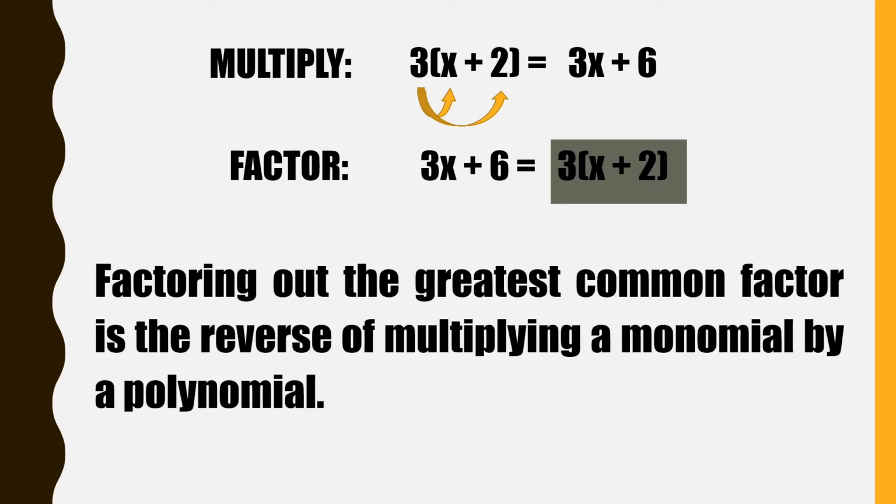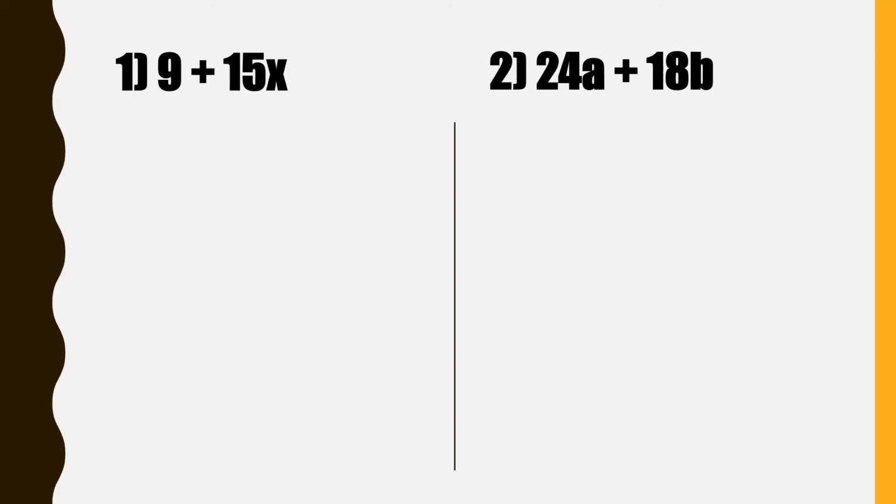Factoring out the greatest common factor is the reverse of multiplying a monomial by a polynomial, meaning factoring is the reverse process of multiplication. So let's try. Example 1 is 9 plus 15x. First, get the greatest common factor of 9 and 15x.